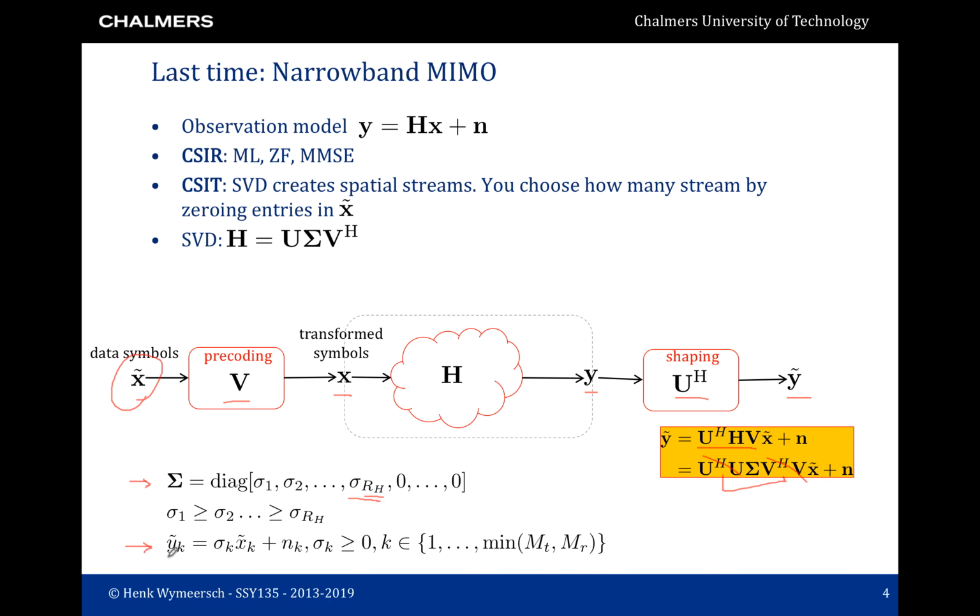We look now in more detail at what Y tilde is. We see that Y tilde k, the kth entry in Y tilde, can be written as sigma k, the kth entry in the matrix of singular values, times X tilde k plus noise. This is true for any k ranging from 1 to the minimum of MT and MR. However, when k is greater than R_H, sigma will be 0, so basically on those streams you only observe noise. This means that the size of X tilde is limited to R_H. It does not make sense to make X tilde longer than R_H. As an extreme case, one could choose to make X tilde of length 1, and this is called beamforming. In that case, we only send our information over one stream using the largest singular value.